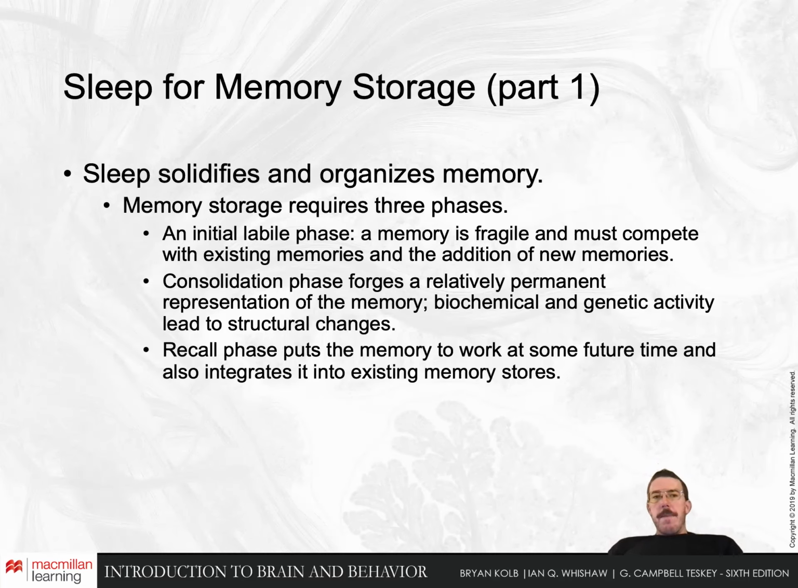Another theory is that sleep helps us to solidify our memory, and we'll go on and talk about these ideas next week in our chapter on learning and memory as well. But the idea is that memory storage requires 3 phases. There's a fragile, labile phase where it competes with other memories and the other new memories we make. There's a consolidation phase where a relatively permanent representation is made, and chemical and genetic activity must lead to structural changes in the brain to lead to this permanent change. And then there's a recall phase where the memory is used at some time in the future.